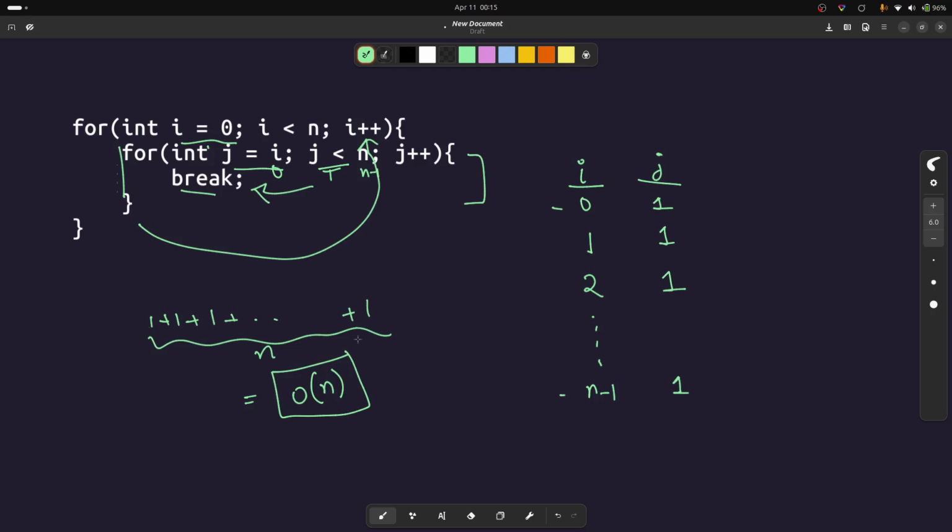Okay, so that is the time complexity. Because of this one break statement, the complexity went from n square to n. Okay, so this is the answer for this one. Now let's move to problem number 5.